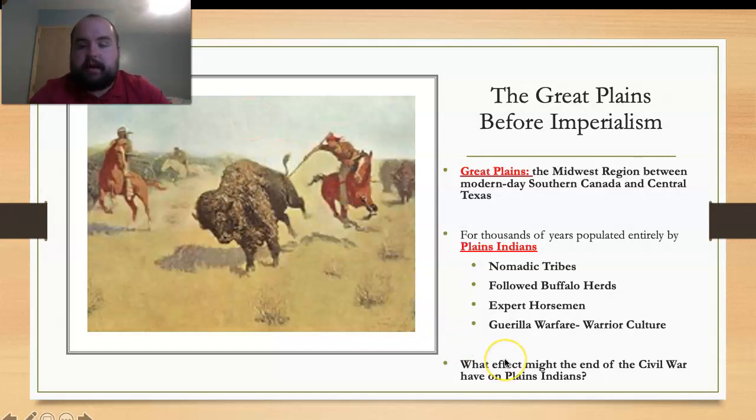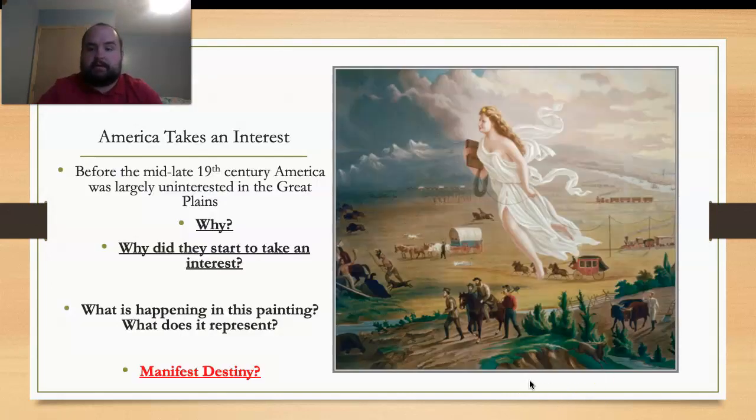Now, just to keep in mind, this is something we're going to get to in a second, what effect might the end of the Civil War have on Plains Indians? Because one of the major causes of the start of the Plains Wars was actually the end or decline of the Civil War. So do keep that in mind. In the meantime, America did eventually start to take an interest.